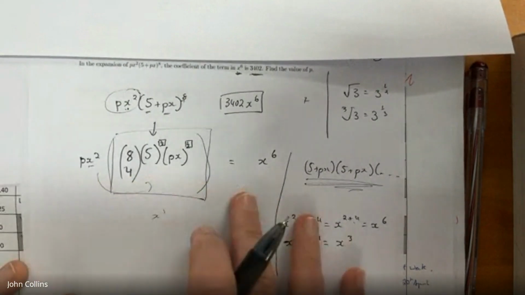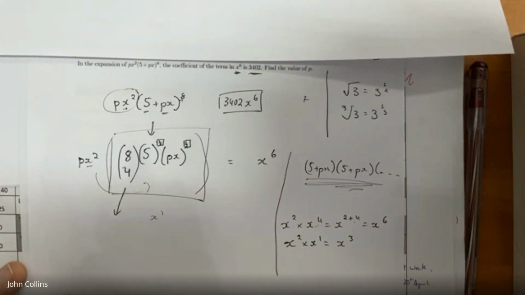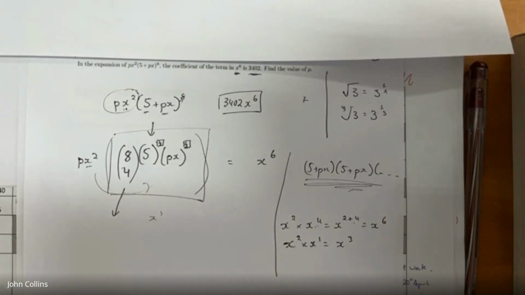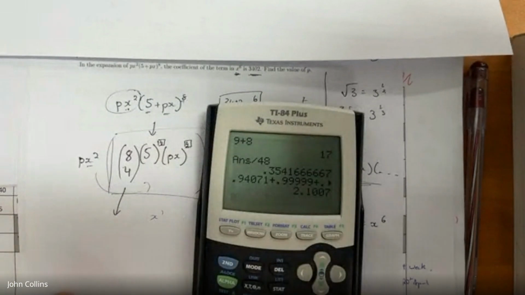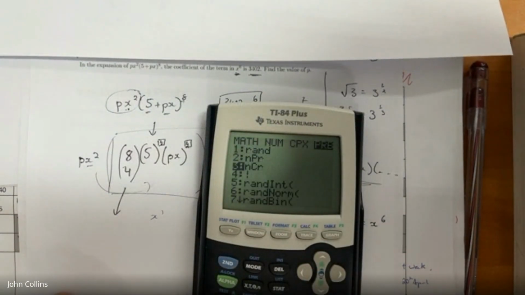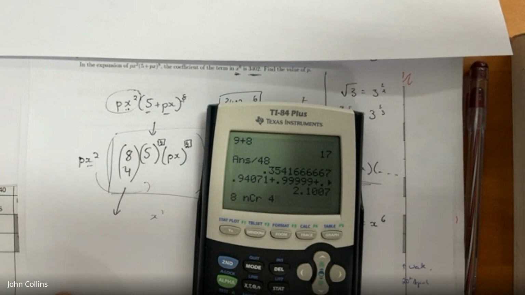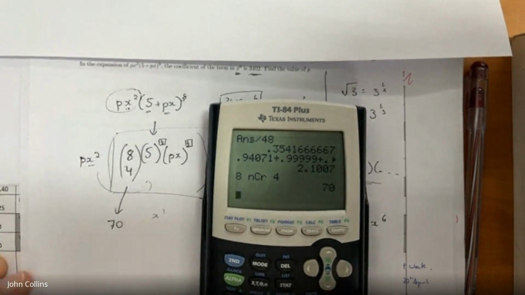So we know that this is going to make 6. We just need to get some numbers here. 8, 4. So this is where we pull out the calculator. This is a calculator question. We press 8, we press math, and we look for NCR 4. That's what we're looking for. And it's 70. You could draw out your Pascal's triangle, but it would take you a while.